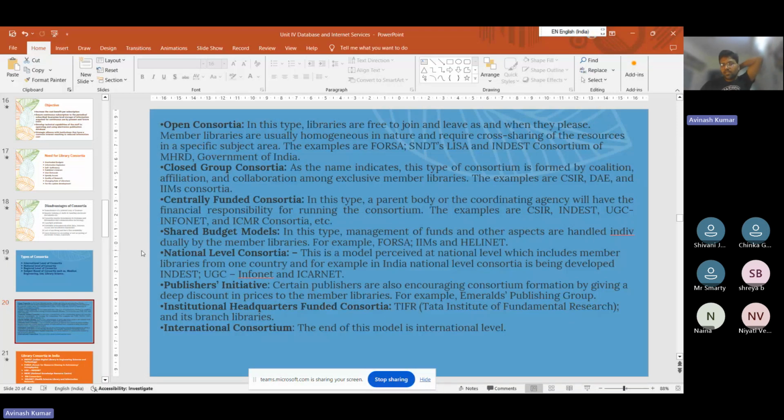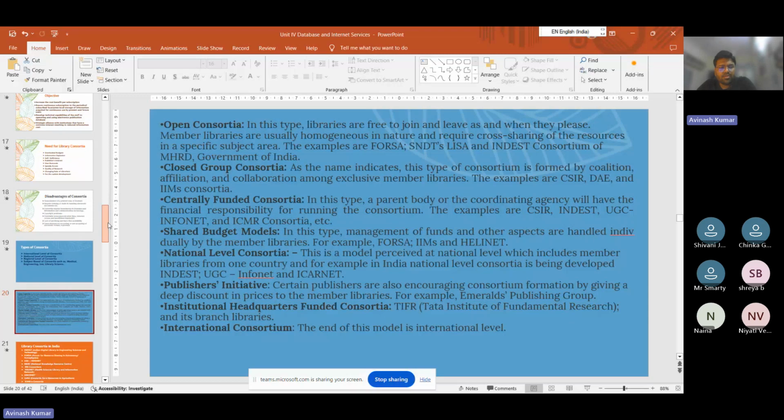Okay, so these are the closed group centrally funded consortia. It means the Government of India funds these consortia. What are examples? CSIR, INFLIBNET, UGC Infonet and ICMR consortia. So these are the centrally funded consortia, along with shared budget models and national level consortia, publisher initiative consortia, institutional headquarters funded consortia and international consortium. So this is how consortia work and what the sources of funding are.